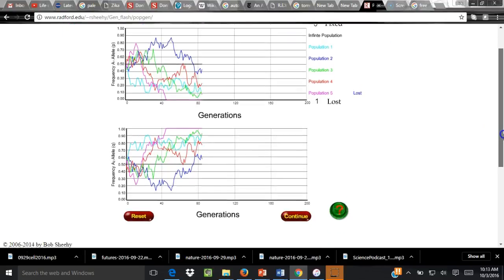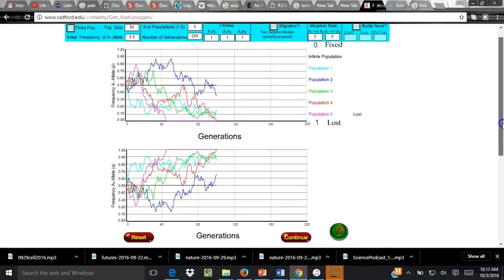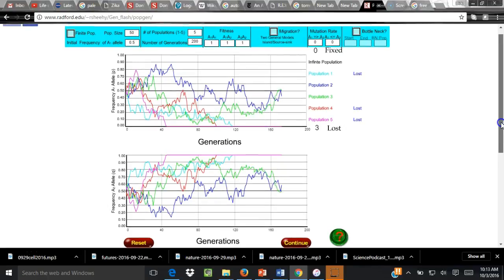Is there a pause button? I don't know if there's a pause button. But what's happening is little lines are going up and down, and they're going up and down in exact opposite. We started with how many little lines? 1, 2, 3, 4, 5 little lines. And how many do we end up with? After 200 generations, we have 2 lines left.